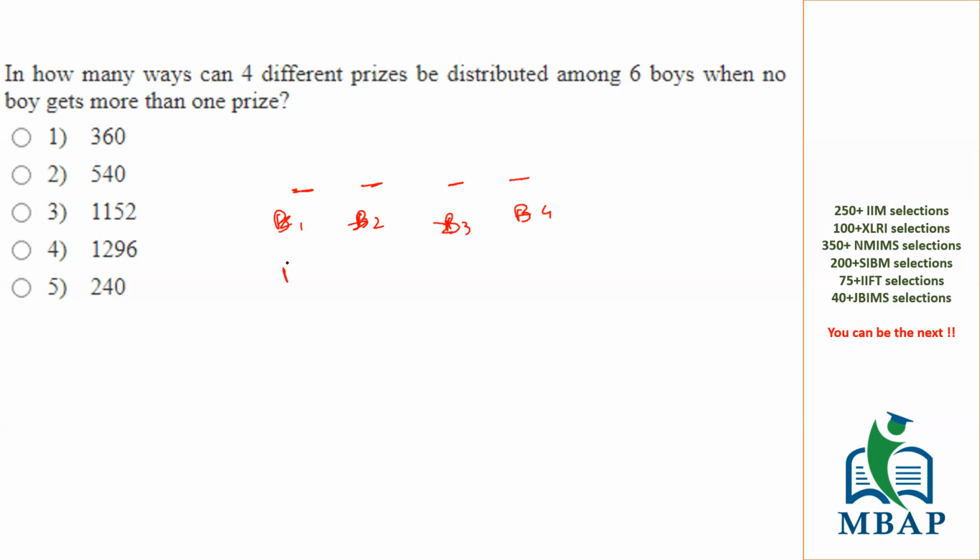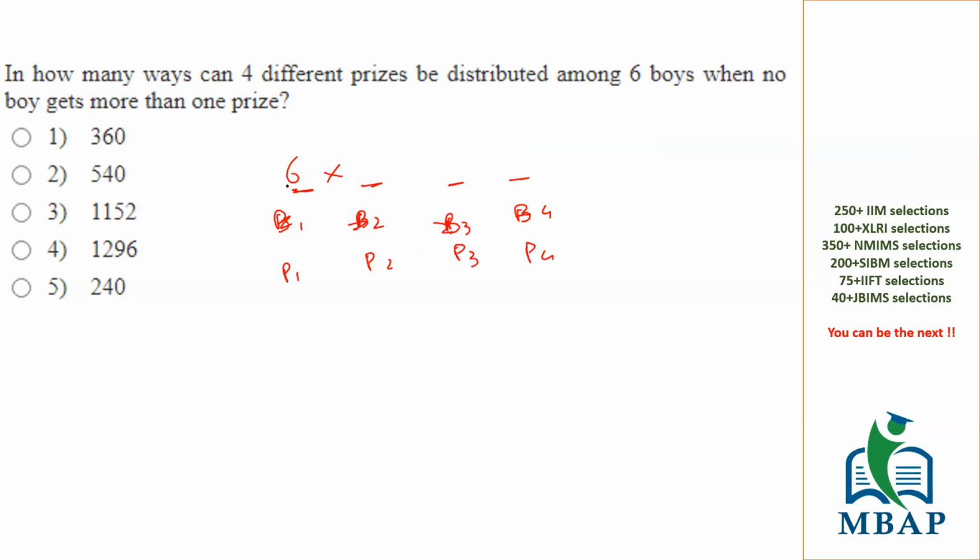So this will be our prize. So prize one, prize two, prize three, and prize four. These prizes are to be given to any of the six boys. So suppose you have the first prize. Now first prize can be given to how many boys? Any of the six boys? So we have six options.